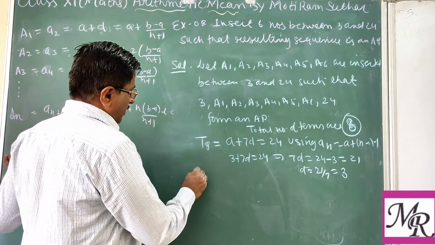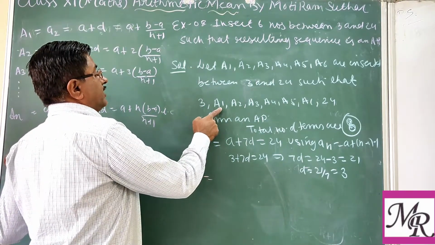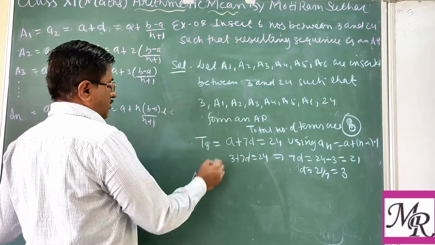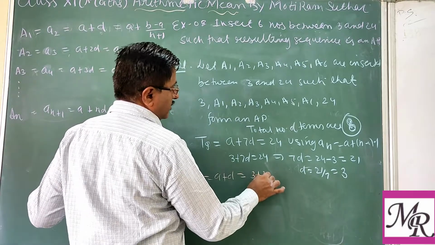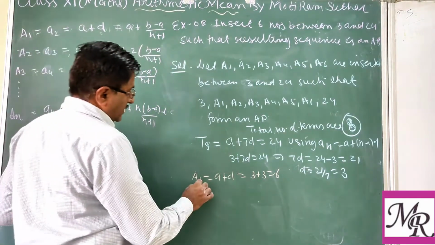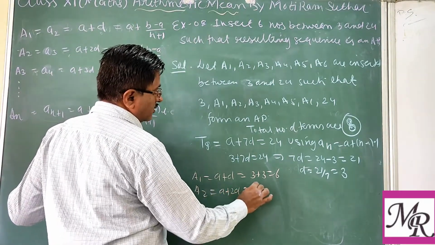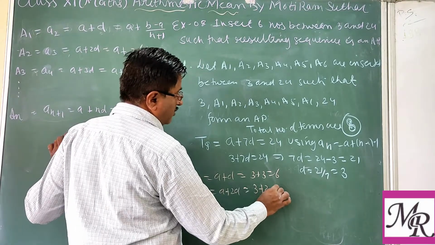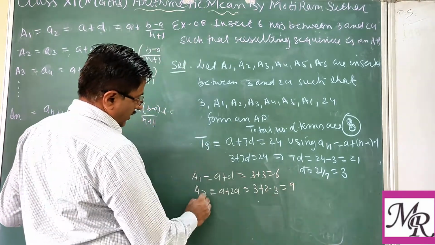So A1, first term. The second term is the first term plus the common difference, A plus D. Here A is 3, D is 3, that is 6. Similarly, the third term, A plus 2D. So 3 plus 2 into 3, so 6 plus 3, 9.